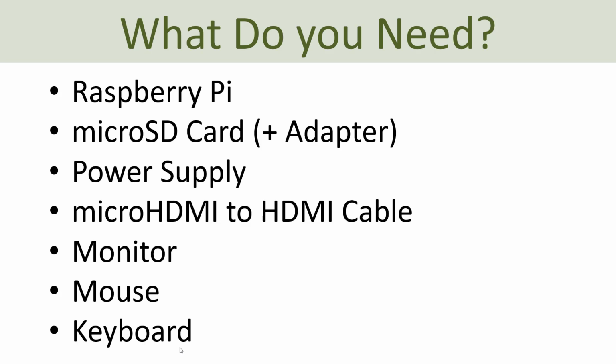So in order to get started with the Raspberry Pi, you need the following hardware components. You need a Raspberry Pi device. You need a micro SD card. And you are setting up this micro SD card on your desktop computer, so you typically need an adapter as well. You need a power supply. You need a micro HDMI to HDMI cable in order to connect an external monitor. Of course, you need a monitor, you need a mouse and a keyboard.